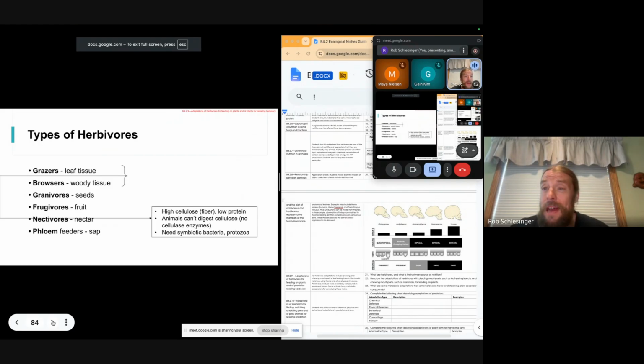And then within that umbrella of herbivory, we see grazers, browsers, grainivores, frugivores, nectivores, phloem feeders. So you've got lots of different ways that you can eat plant matter. This is far more detail, though, than you need to know about herbivores. I think just knowing that herbivores exclusively eat plants is good enough.